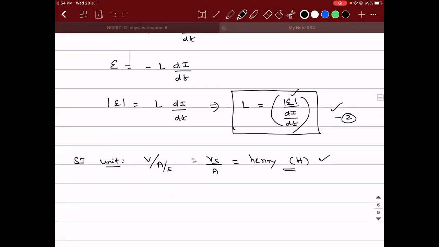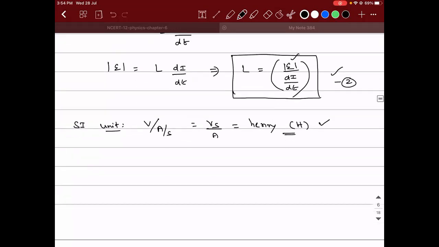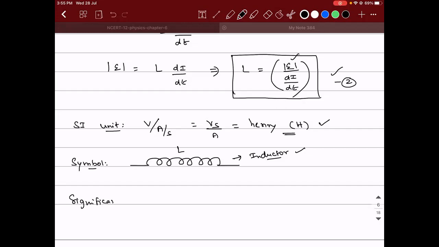Okay, listen. Now there are certain important things to be understood. First is, what is the symbol of inductor? So symbol of inductor is something like this. It looks something like a solenoid, but that is the symbol for inductor. Okay, this is the first point. Secondly, there is another important note that we need to make. What is the significance of inductance?